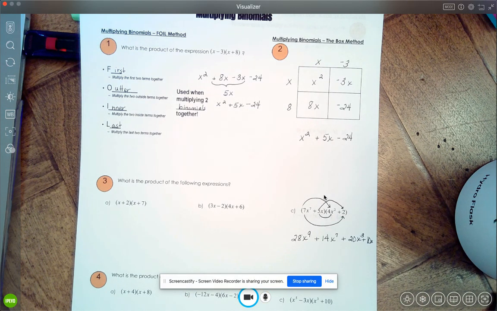And that is it. There are no terms that I can combine. This x is to the 9th power. This one's to the 7th, to the 3rd, and to the 1st power. So that is all I can do.